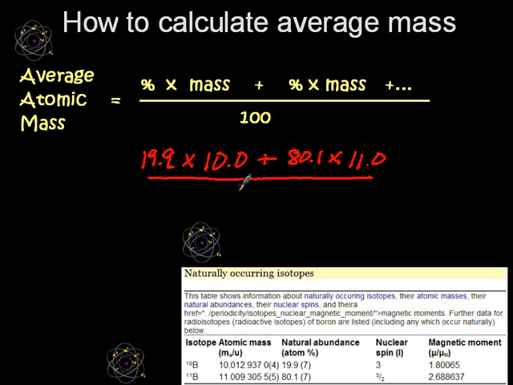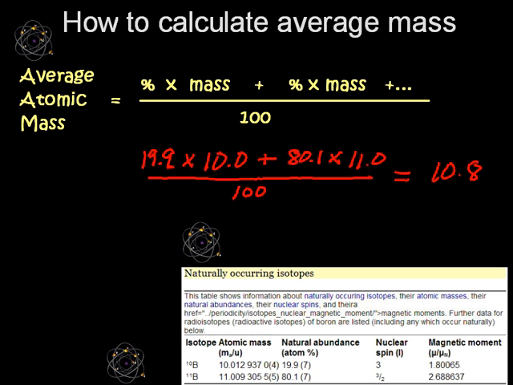Divide this whole thing by 100, because we're doing percentages out of 100. And when I crunch this whole thing out, the average atomic mass for boron comes out to be about 10.8. Go ahead, look it up. That's about what it is. Now, that's not a big surprise to me, because I see here that 80% of the isotopes of boron are boron 11. And notice that my average came out closest to 10.8. It's closest to 11, right?